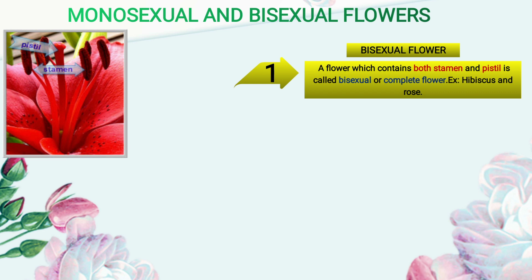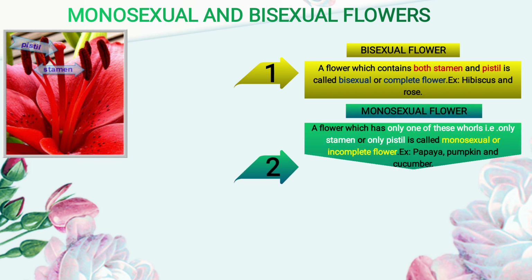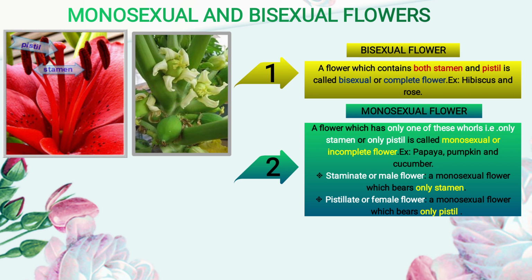You see in the image both are present. Pistil is also there, meaning the female reproductive part, and stamen is also there, meaning the androecium, the male part, is also present. So this is called a bisexual flower. Second is the monosexual flower. Mono means one. A flower which contains any one reproductive part, that is either male, meaning androecium, or female, meaning gynoecium. So a flower which has only one of these, only stamen or only pistil, is called monosexual or incomplete flower.